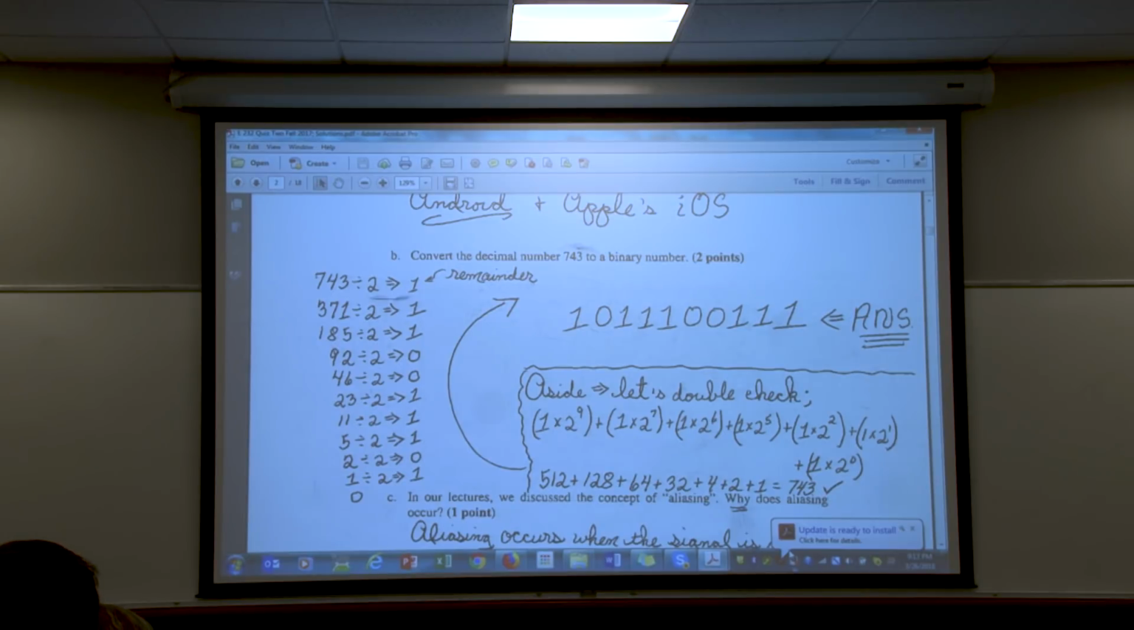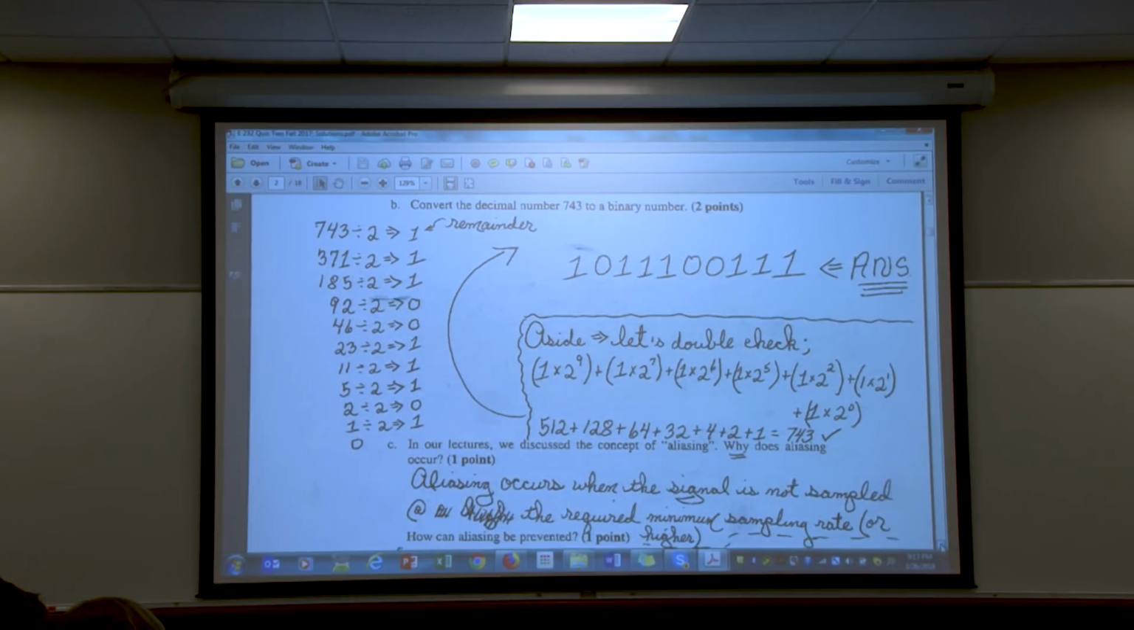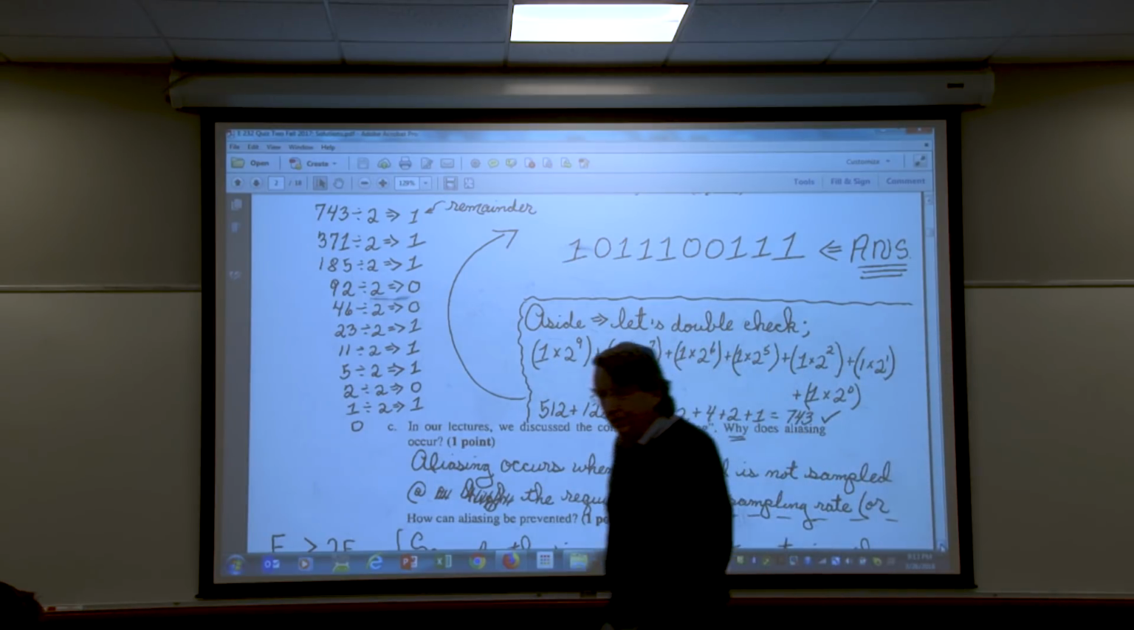What's question number 3? In our lectures, we discussed the concept of aliasing. Why does aliasing occur? Why? Ryan from Long Island: when the sample is, when it's an undersample. Right. When we don't sample fast enough. Perfect, right? So how do I say that in the fancy answer key? But Ryan, you would have gotten full credit. Aliasing occurs when the signal is not sampled high enough.